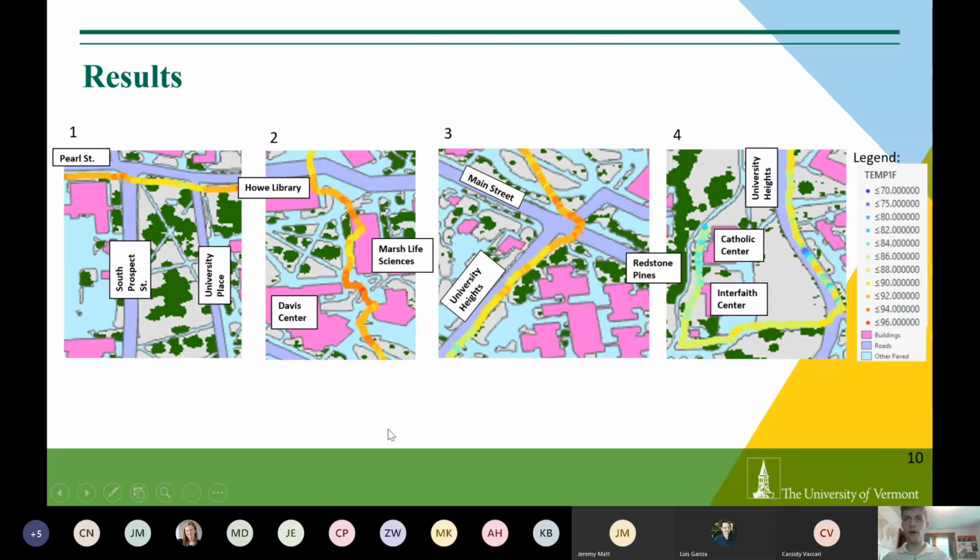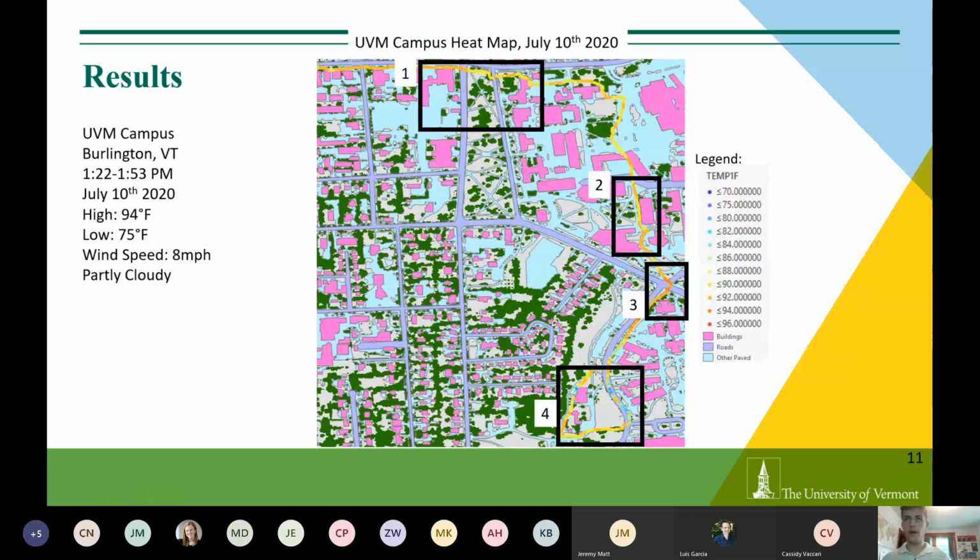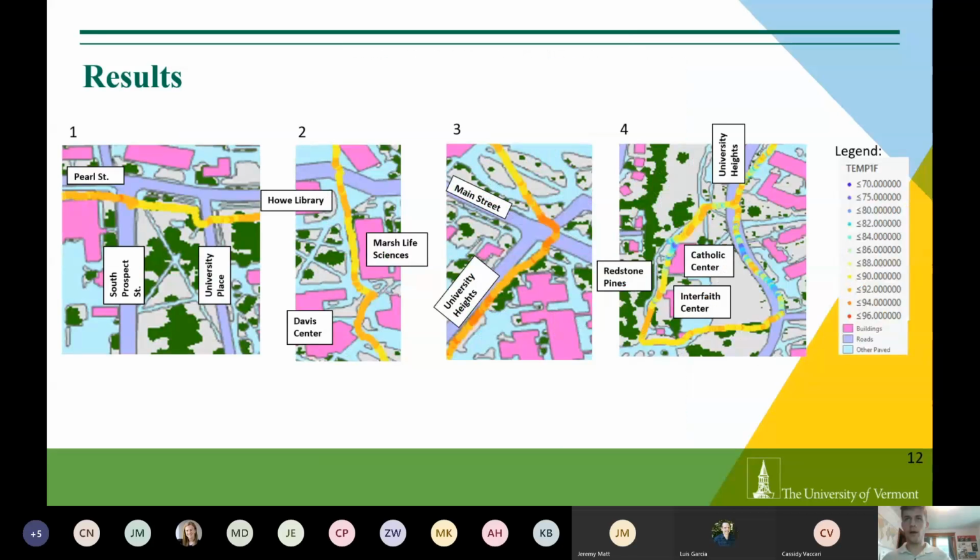So this is that same route, from 1:22 to 1:53 on July 10th as well. And on this next slide, we have the 4 rectangles again in the exact same spots. We're seeing the same patterns in all of these images.